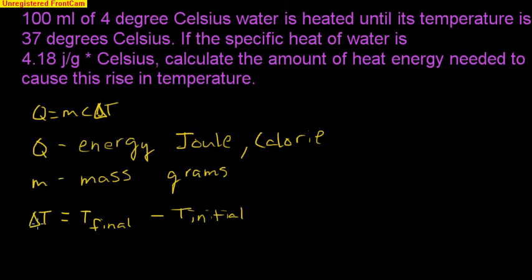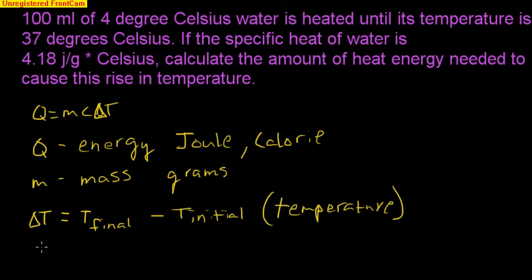So delta T is your change in temperature, where T, we'll write temperature out here, I'll put this in parentheses. So T stood for temperature. So delta T is your change in temperature. So your final temperature minus your initial temperature.